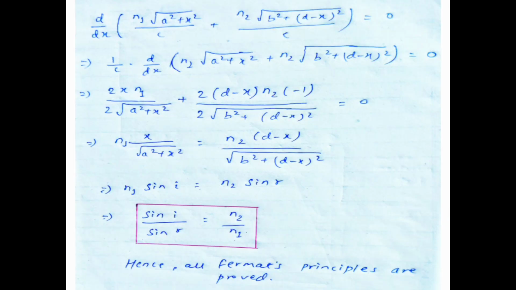After solving the whole equation we will get n1 x upon under root a square plus x square equal to n2 (d minus x) upon under root b square plus (d minus x) whole square, which is n1 sin i equal to n2 sin r. So after solving we will get sin i upon sin r equal to n2 upon n1. So Snell's law is proved from Fermat's principle.